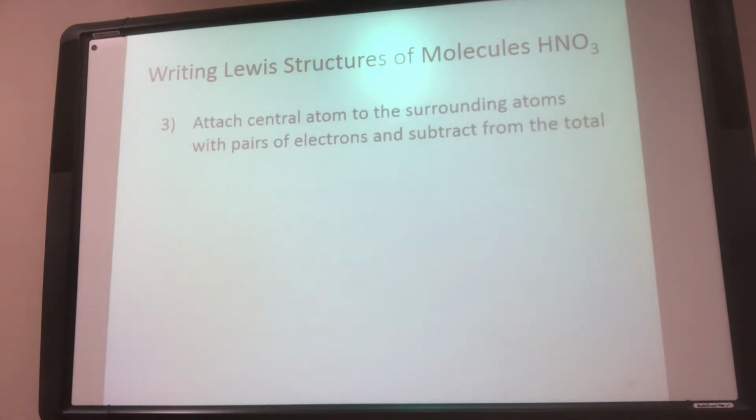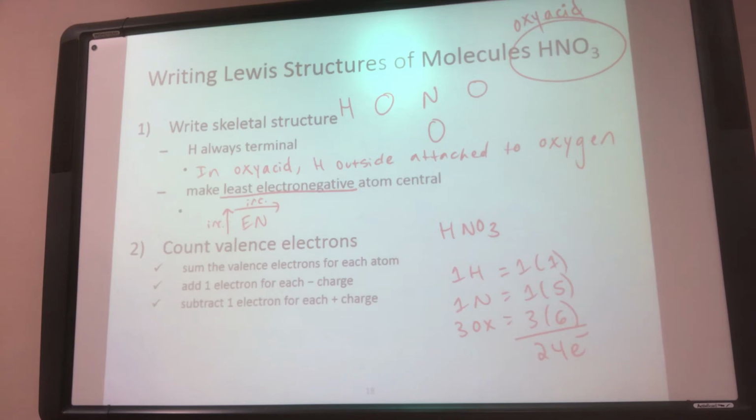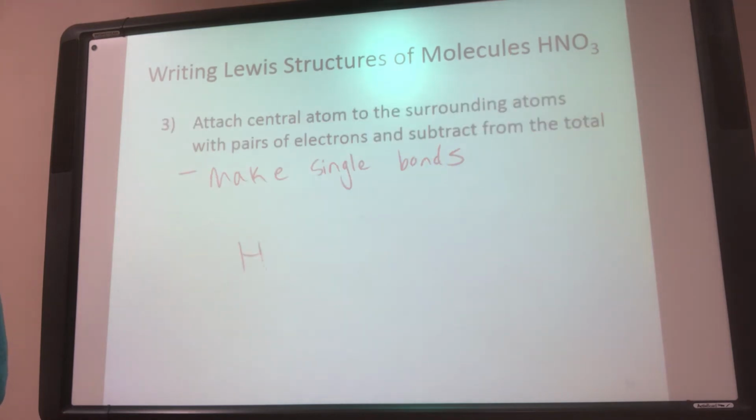Now, this step is to attach the central atom to the other atoms, and we're going to subtract our pairs of electrons. Another way to say this is make single bonds: attach everybody together with a single bond. So I copy over my skeletal structure, HNO3, and I had 24 electrons. Everybody gets a single bond, where I had everybody attached in the way I laid them out.